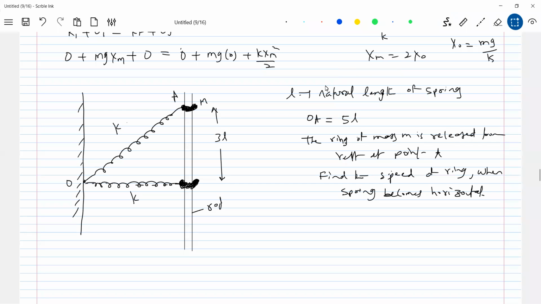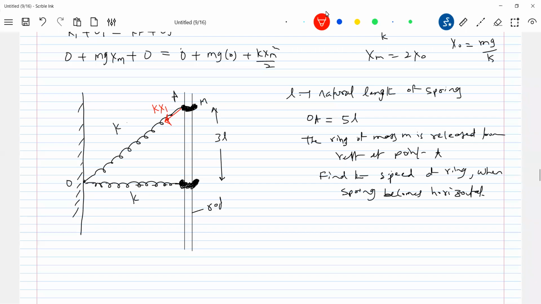So is the spring elongated or compressed? The length of the spring is more than the natural length, so the spring is elongated. So how will the spring force act? Spring force will act like this. Fine.